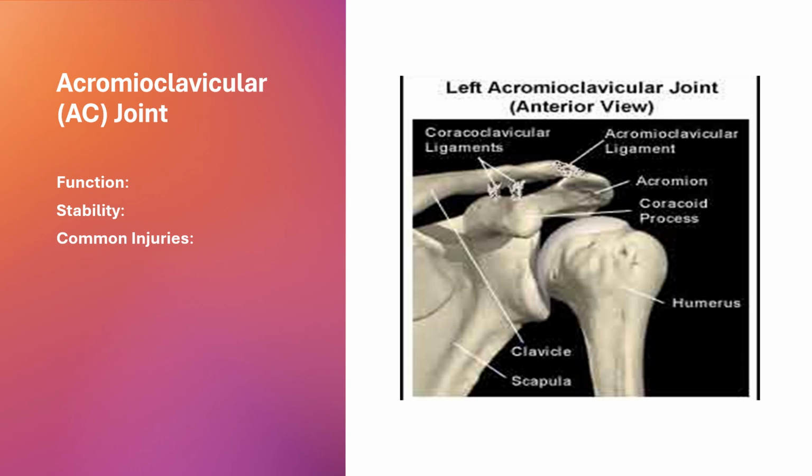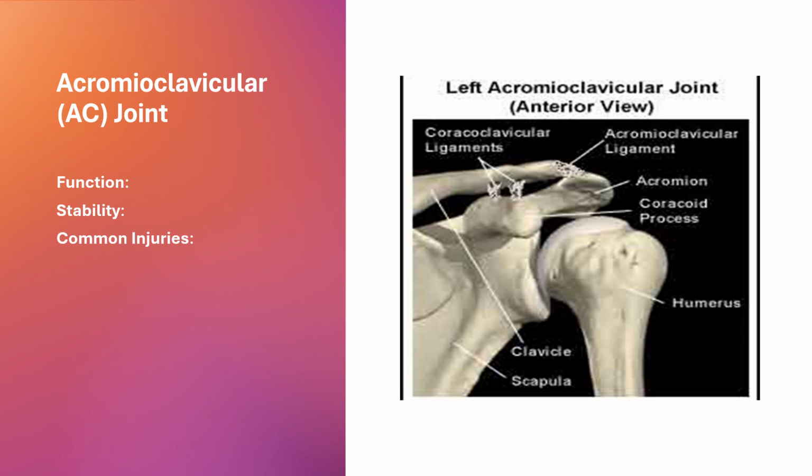Now, the AC joint allows the scapula to rotate and move, which is essential for raising the arm above the head and for other complex movements. It also provides a degree of flexibility to the shoulder girdle, aiding in the overall mobility of the upper limb.